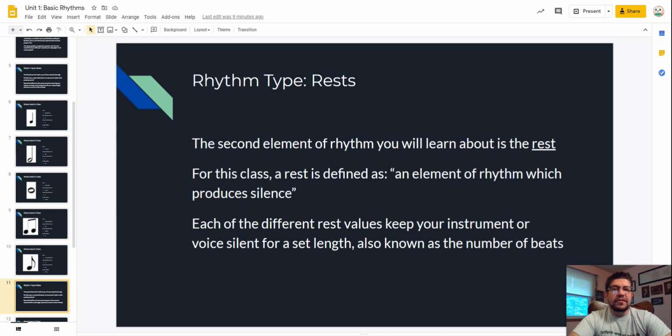Each of the different rest values keep your instrument or voice silent for a set length, which is also known as the number of beats, just like the notes. So we're going to move into the types of rests that we're going to be using in this class. We're going to follow the same format. You're going to get the name, you're going to get the rhythm syllable, and you are going to get the number of beats along with the counting pattern.